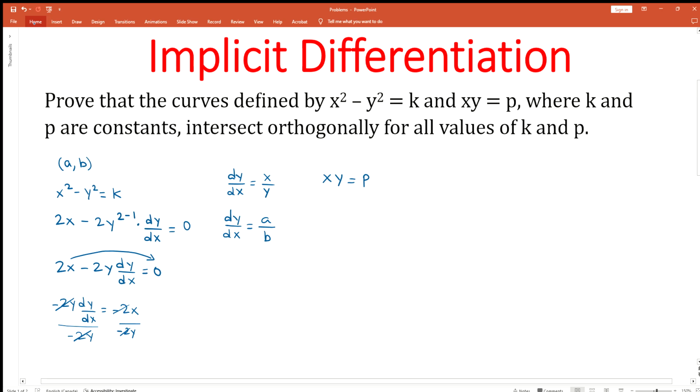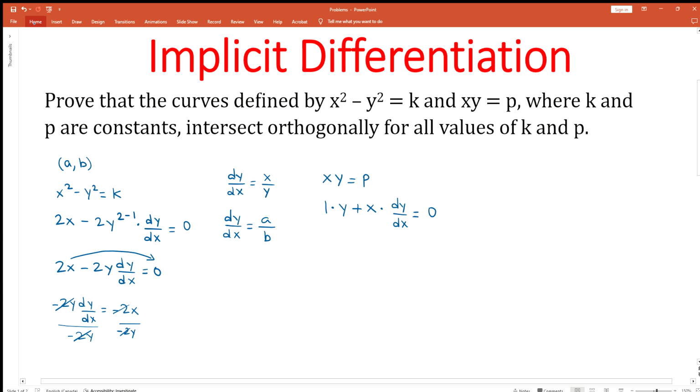On the left side, x and y are two different functions and they are being multiplied. So we have to use product rule to find the derivative. As per the product rule, we start with the derivative of the first function, which is x. The derivative of x with respect to x is 1 times the second function plus the first function times the derivative of the second function. The derivative of y with respect to x is dy over dx. On the right side, p is a constant, its derivative is equal to 0. This is the derivative of the equation.